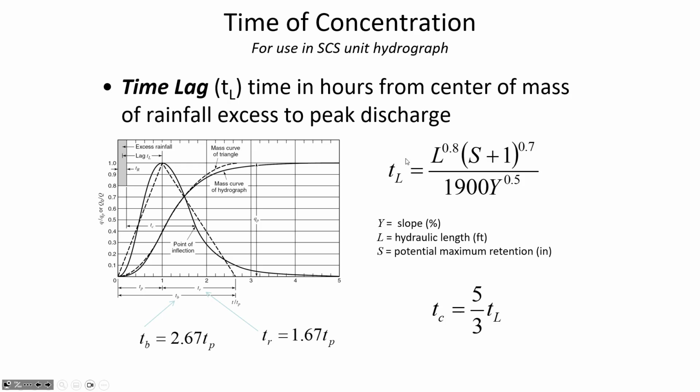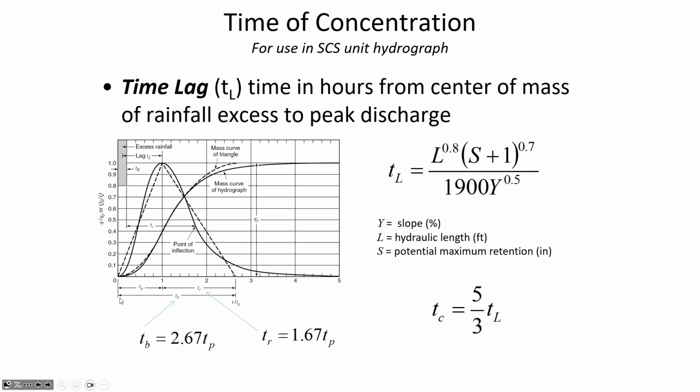So this is not a fundamental equation. You can see this 1900 and then the L to the 8/10 power, this storage term to the 0.7 power. It's just based on lots of observations, and so there's some inherent inaccuracy and imprecision in that, but it's still useful for planning purposes, and it can give us a good starting point to understand the range of possibilities.